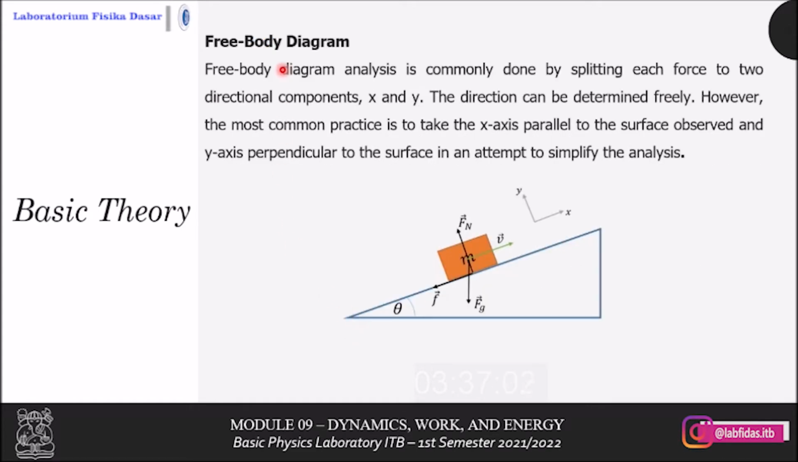Next up is the free body diagram. This figure shows a free body diagram of an object with mass m placed on a rough inclined plane with an angle of theta. Free body diagram analysis is commonly done by splitting each of these forces into its directional components x and y. The direction of x and y can be determined freely. However, in order to simplify our analysis, we usually take the x-axis parallel to the surface observed and the y-axis perpendicular to the surface.